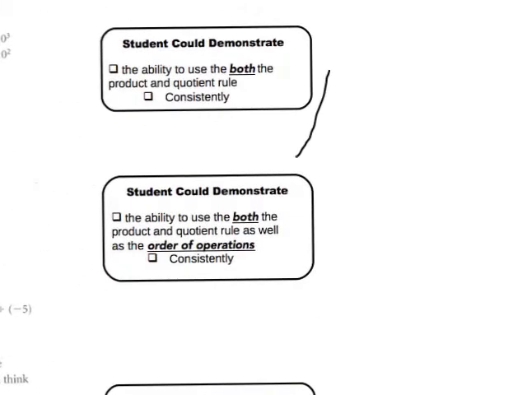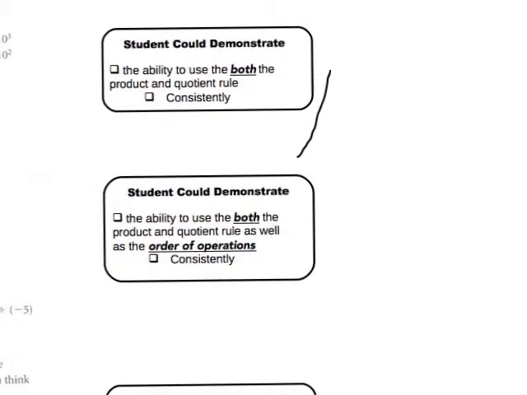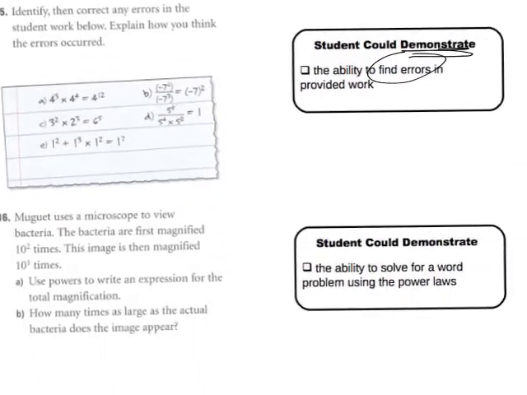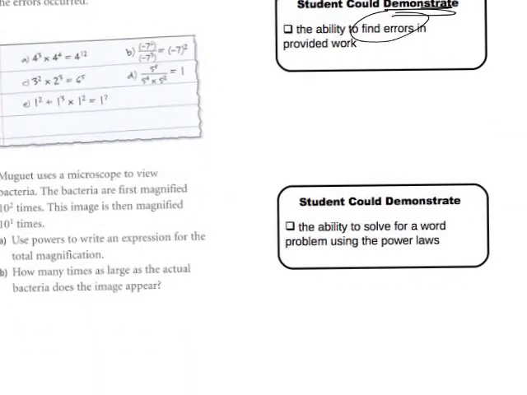So on this page here, we're just dealing with pretty much the same thing. We're using some adding, subtracting, pretty much all of the rules. Remember what they're looking for. They're looking for: can you use both product and quotient rules? Can you do order of operations, so mixing it all together? Can you demonstrate any errors when you have a question such as one of these? And can you solve word problems?